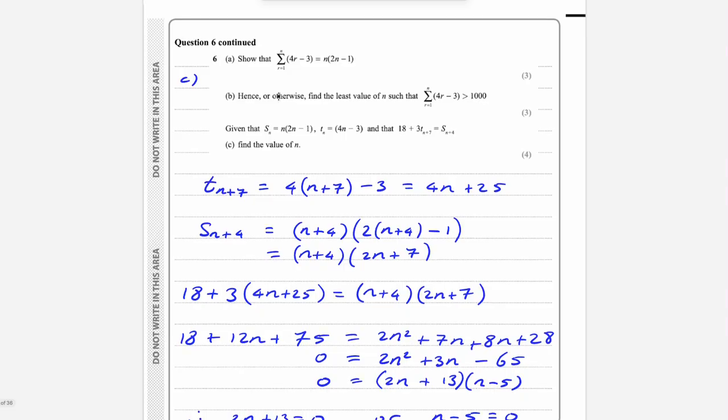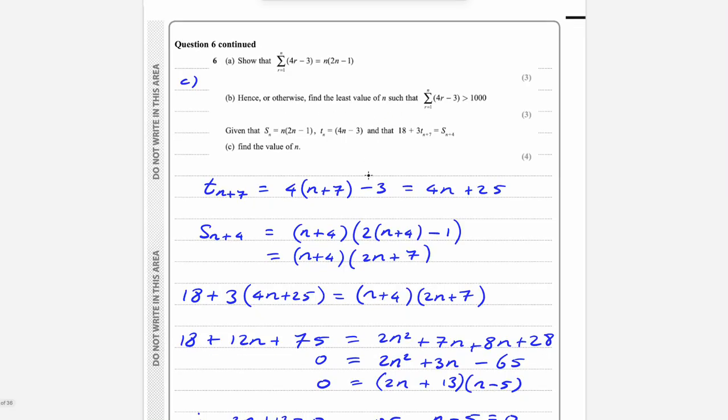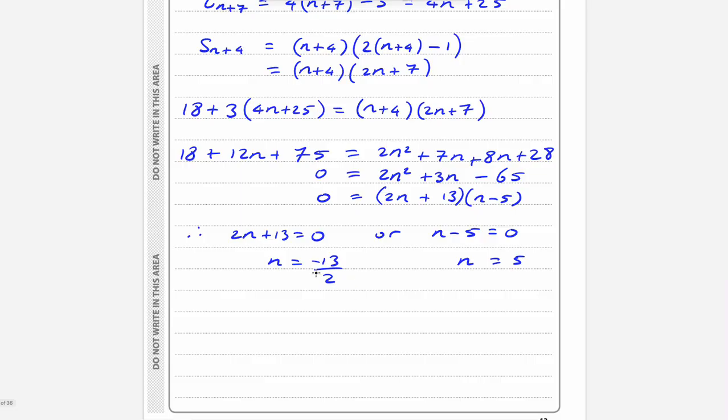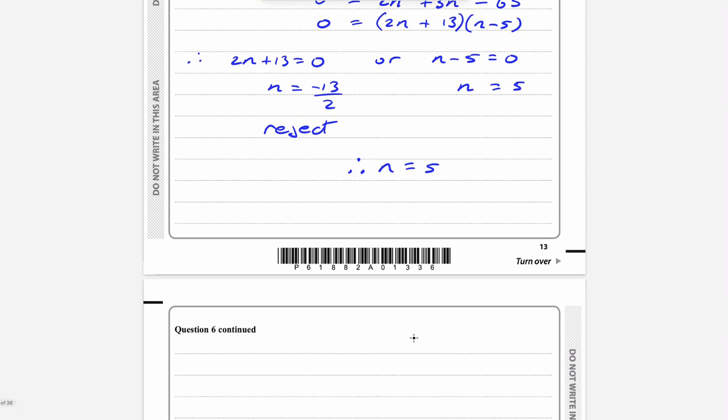N is a term, guys. This is a series, so you definitely can't have a negative term, and you definitely can't have a negative fraction term, so it has to be this one. So I'm actually just going to say reject this one, therefore n equals 5. Okay, that is question 6.